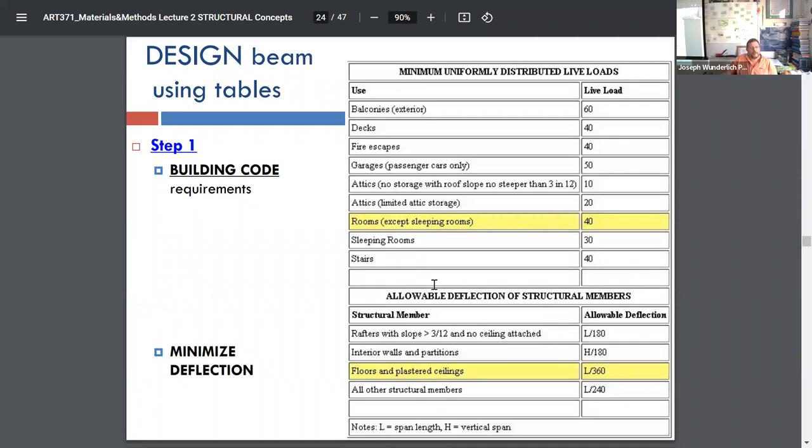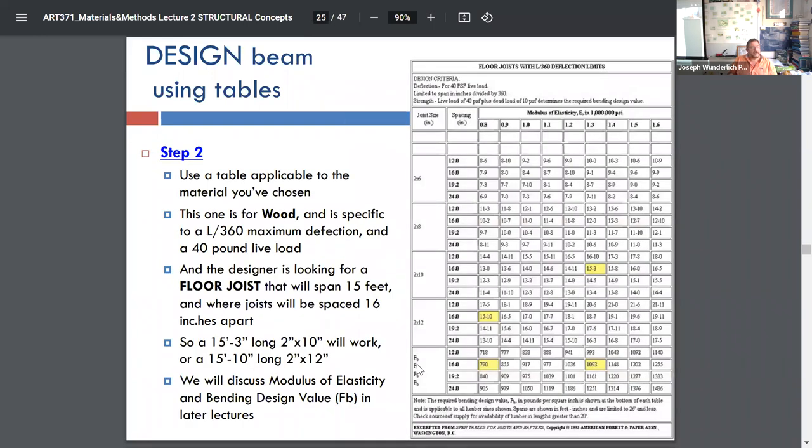So you get the building code requirements, and you want to find the live loads. Live loads are not just living things, but anything that moves around. The dead load is the building itself. Wind, snow, people, furniture are all live loads. Allowable deflection is length over 360, for floors and plaster ceilings, right? Plaster ceilings get cracked, and with floors you perceive deflection. And then you design a beam using tables, and then you dig up those tables.